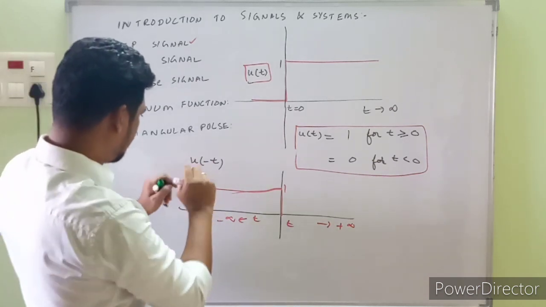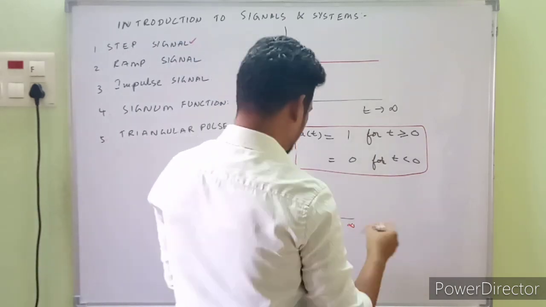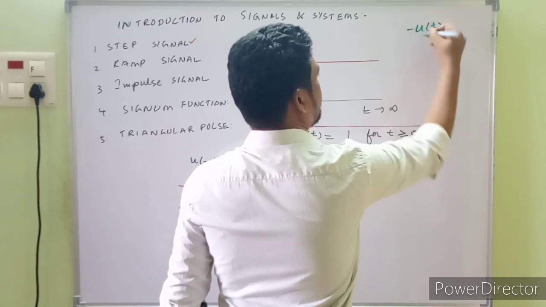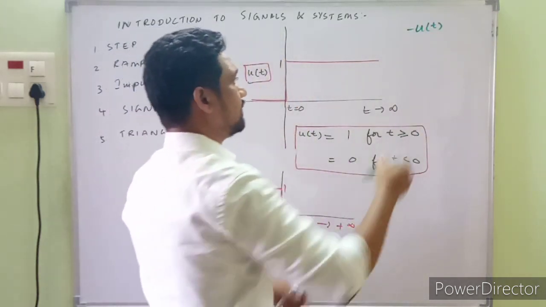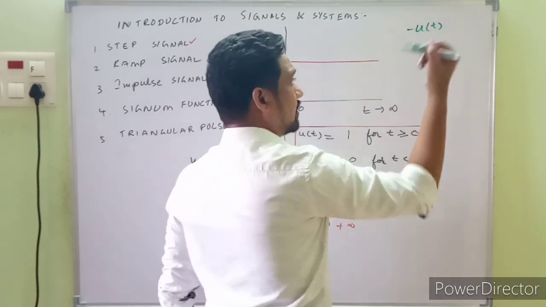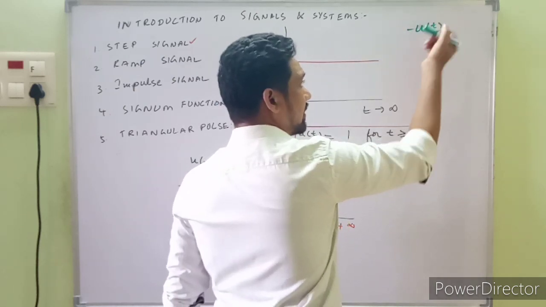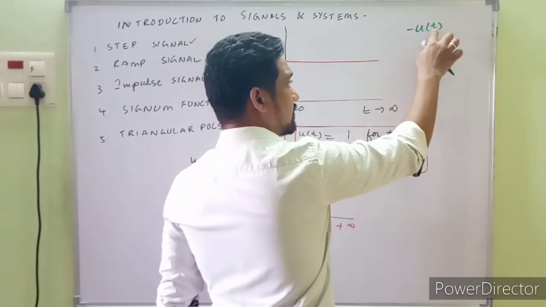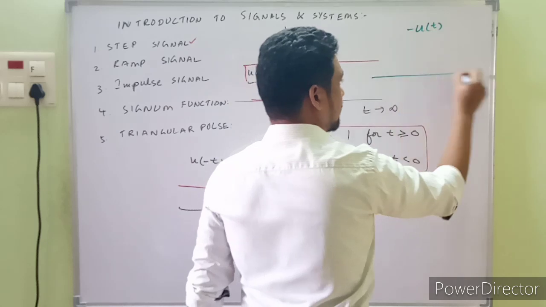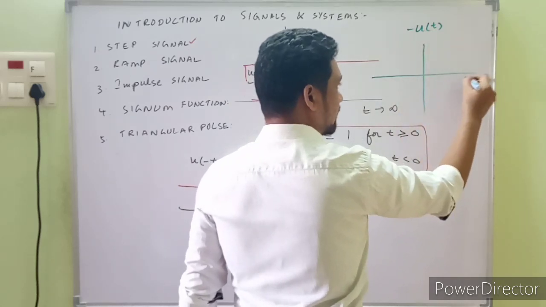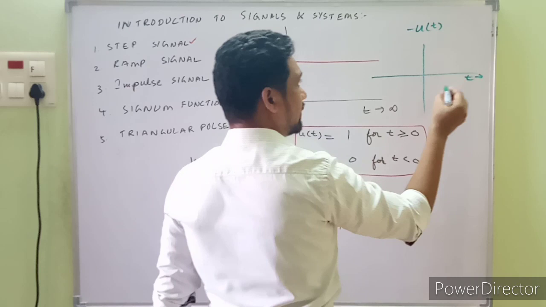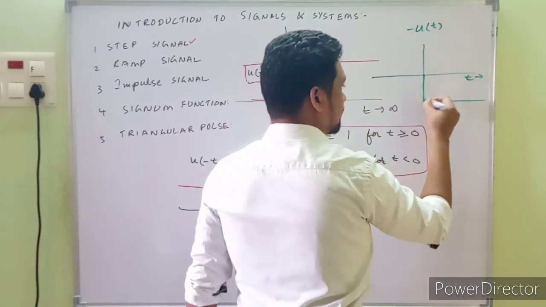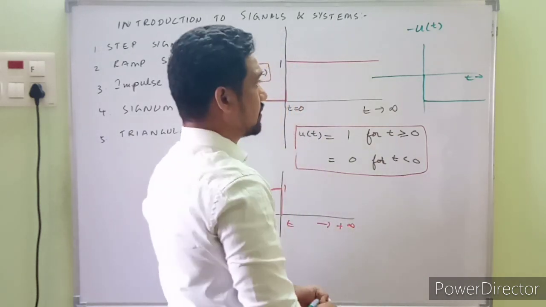And other than this, what if it's asked to represent minus u of t? Here the negative sign is for the amplitude. Whatever is inside the bracket is for the time period, and the outside sign is for the amplitude. It's a positive time with a negative amplitude, so we draw it on the positive t side, tending to infinity, with negative amplitude. This is how we represent minus u of t.